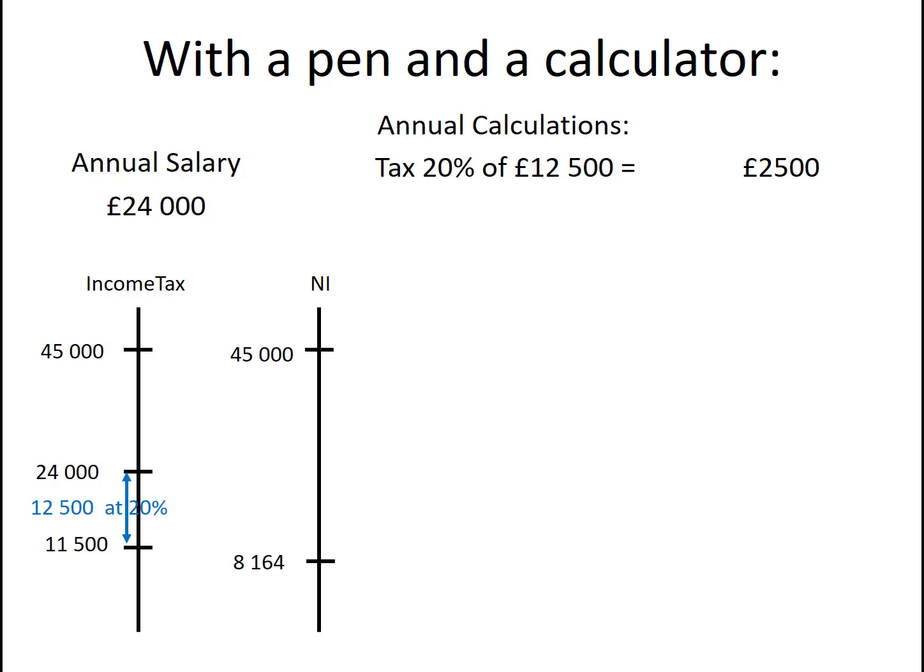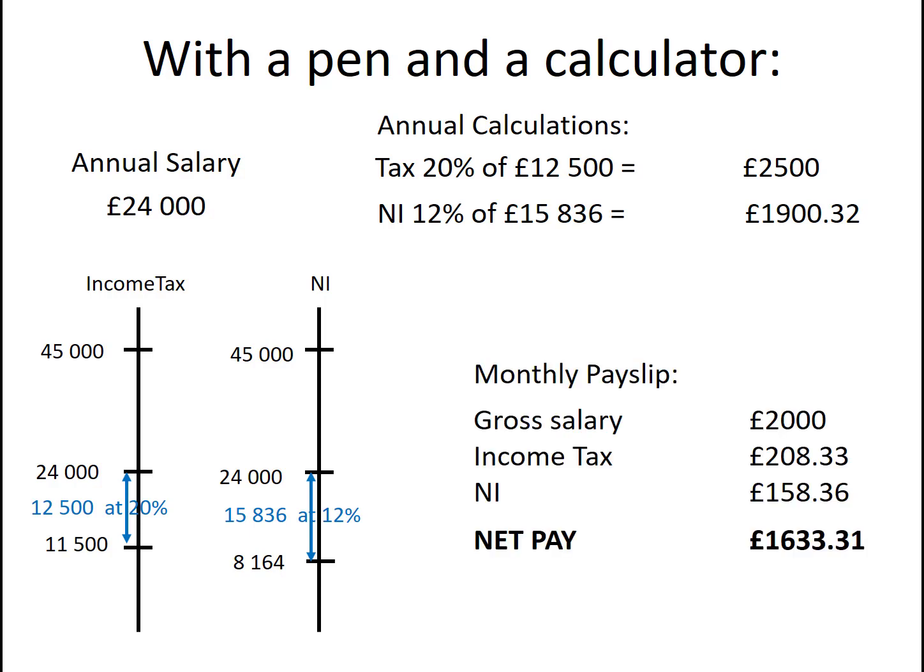You then do the same thing for national insurance. New thresholds, you put in the salary of £24,000, work out 12% of that amount, get an annual figure, and then finally divide everything by 12, and you get a monthly payslip. Well, it's not particularly hard, but it does take rather a long time.